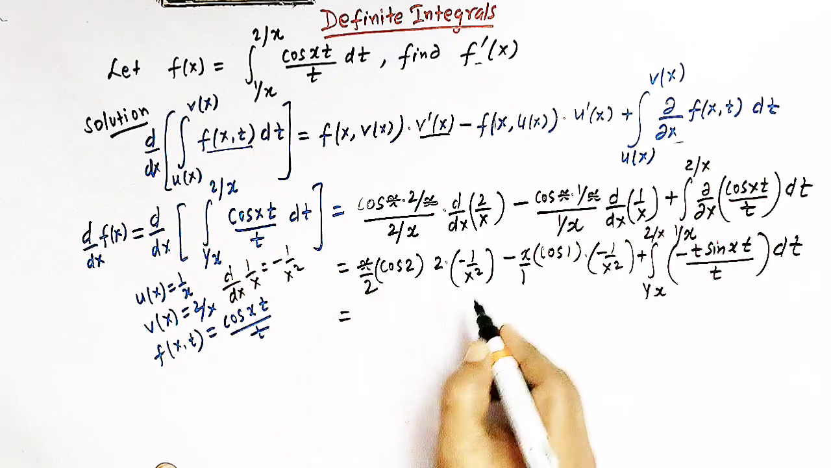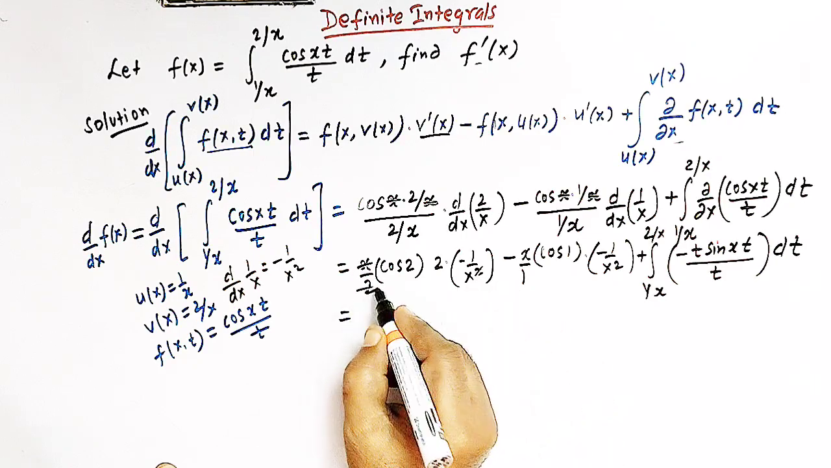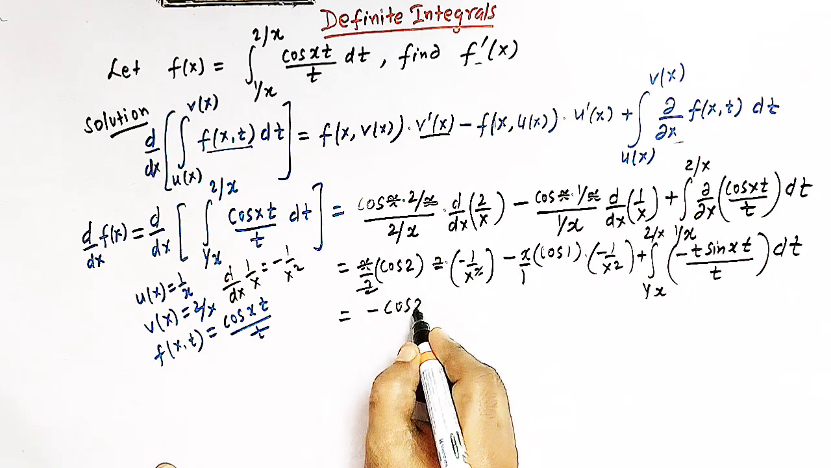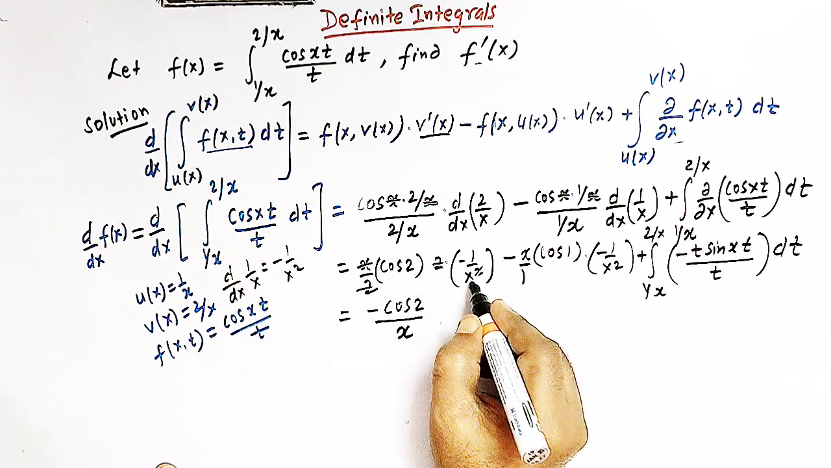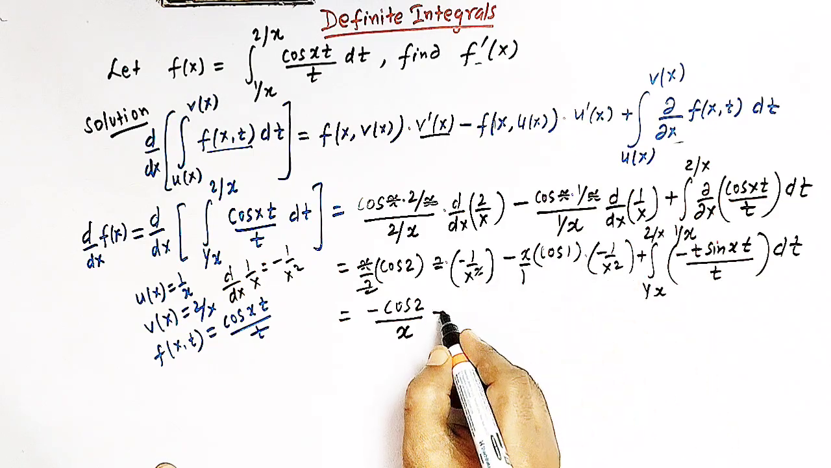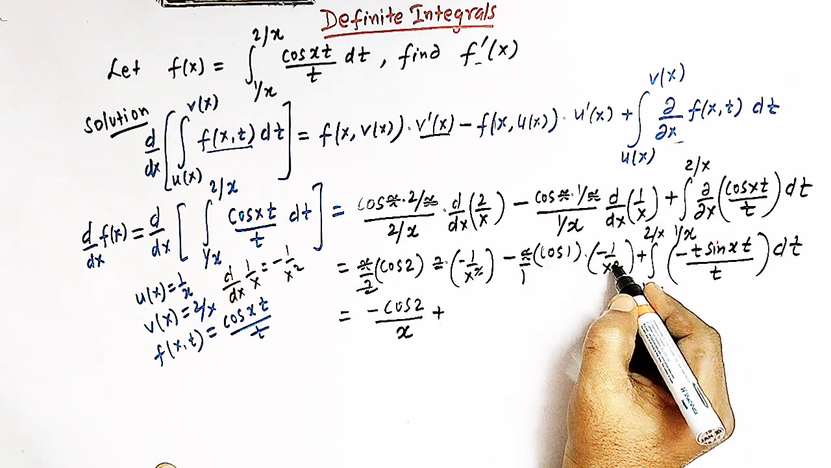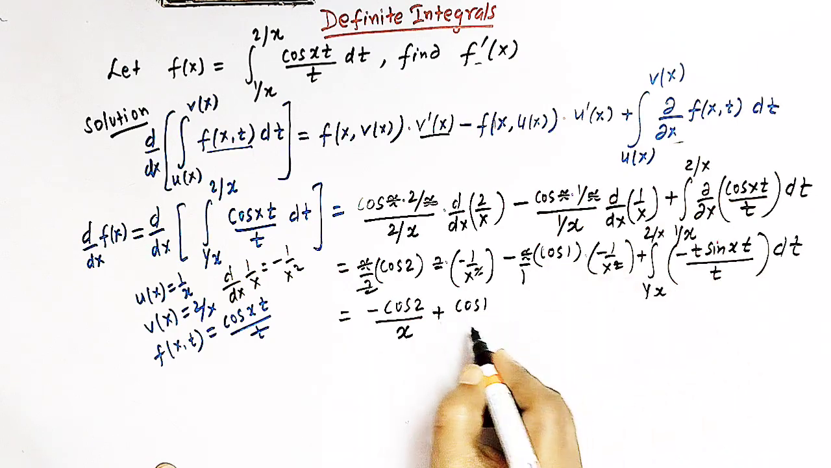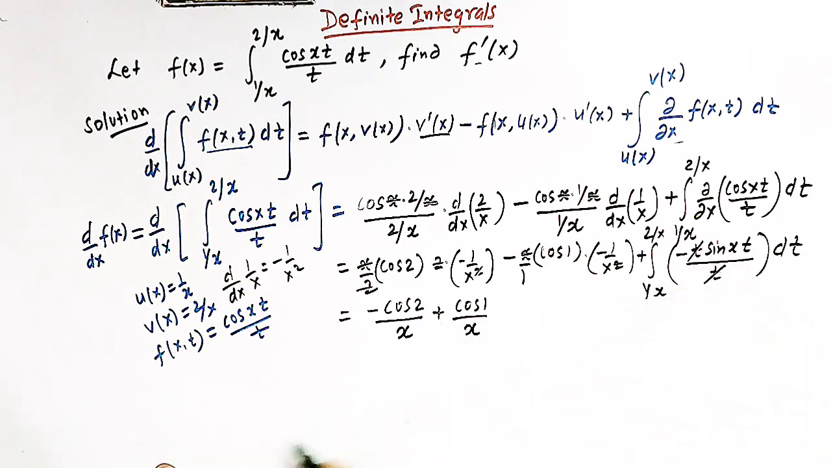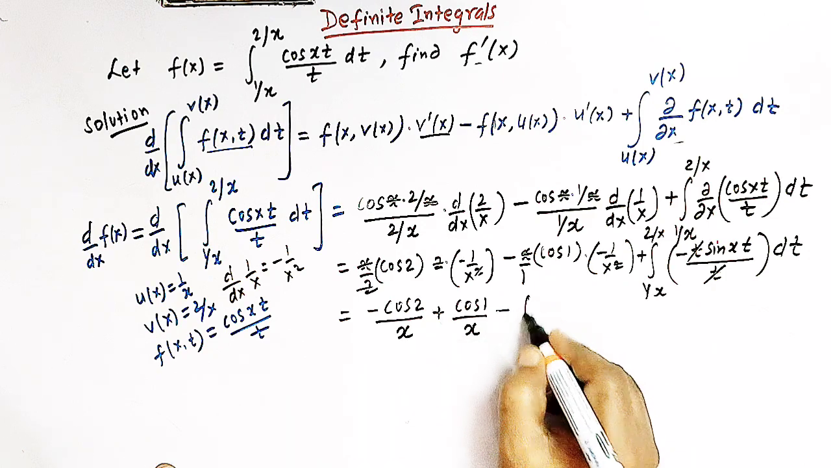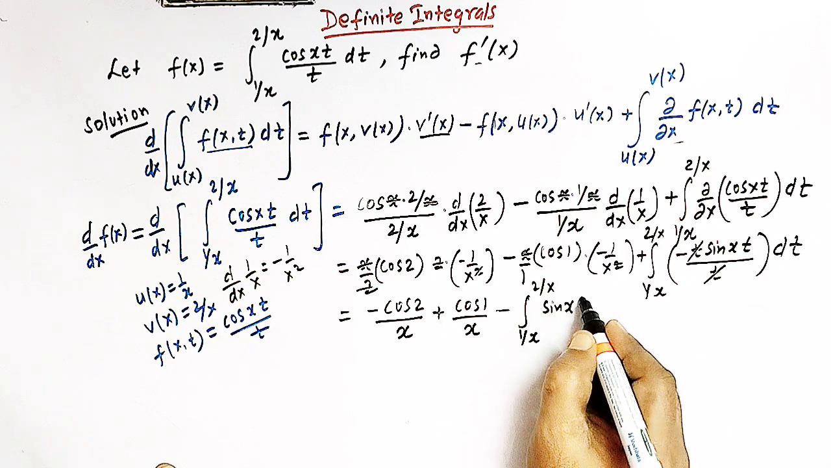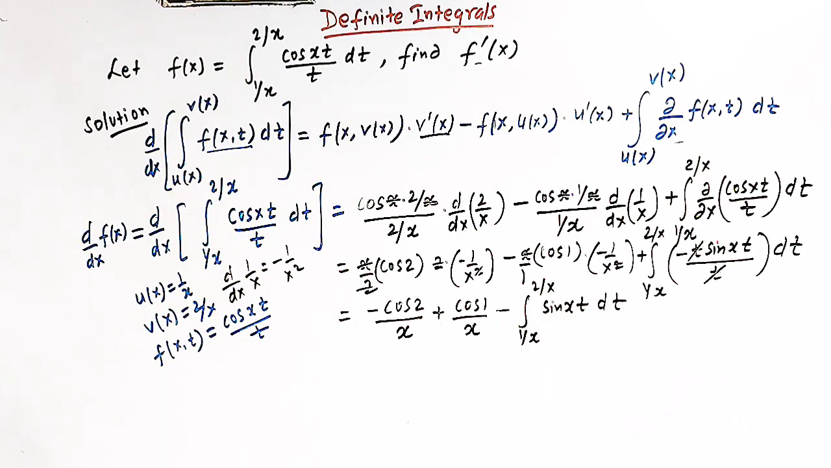So now this x and this x get cancelled, this 2 and 2 get cancelled, so we are left with minus cosine 2 divided by x, because here we are left with 1 over x, and here minus and minus becomes plus, and this x and this x get cancelled, so we have cos 1 over x, right? And here this t and this t get cancelled, and we have negative, and 1 over x to 2 over x, and sine xt and dt.